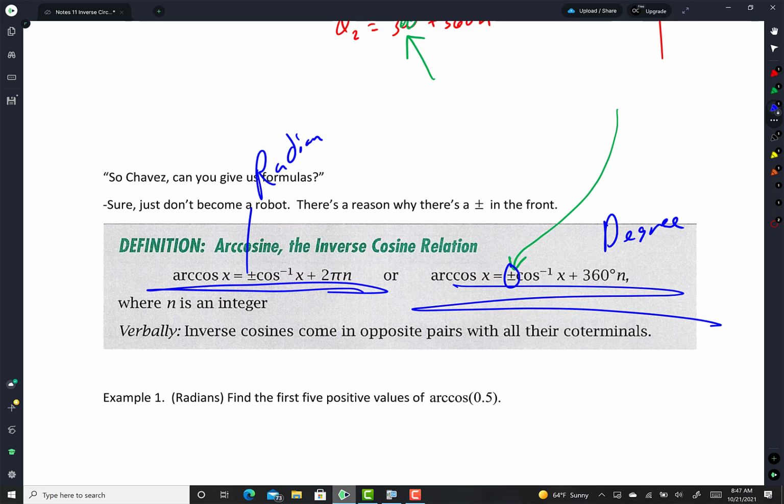Radians and degrees are both angles, guys. One revolution is 360 degrees. One revolution is 2 pi radians. Are we still okay? All right. I'm going to go slow.